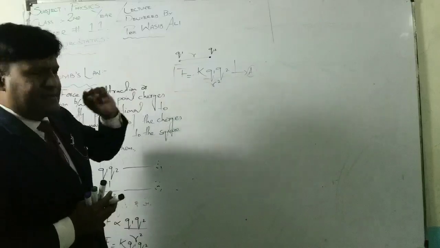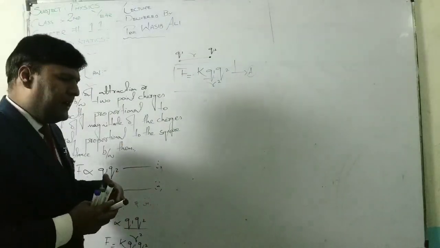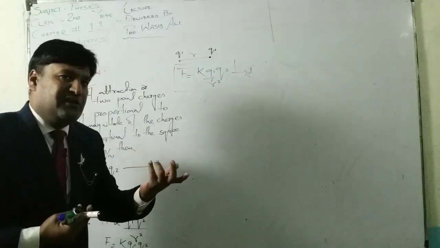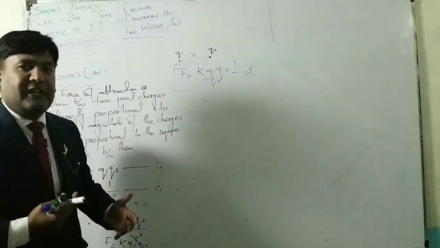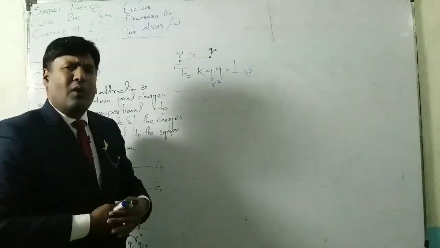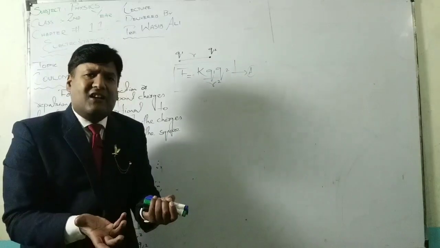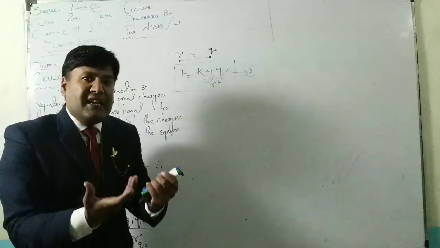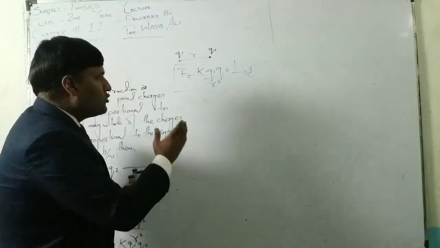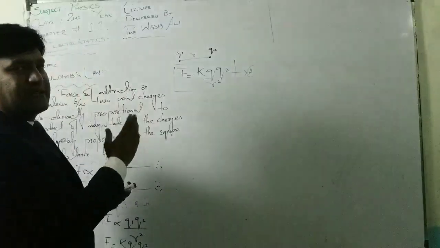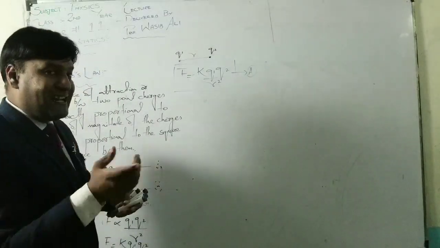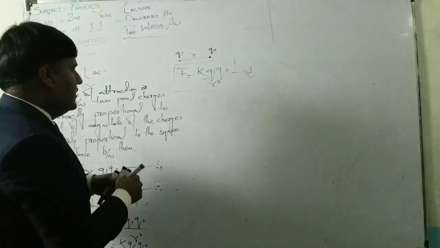But what is this K? As we have utilized the conventional method, K is the constant of proportionality. But we want to understand the concept of that constant of proportionality. What is the meaning of that constant of proportionality? So if you look at this equation, we want to understand about the constant of proportionality.